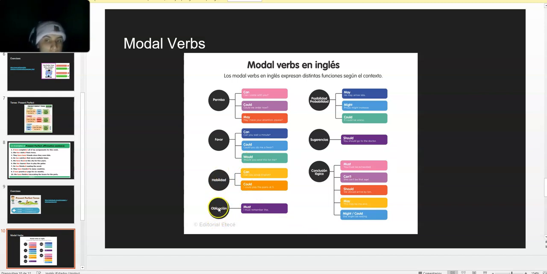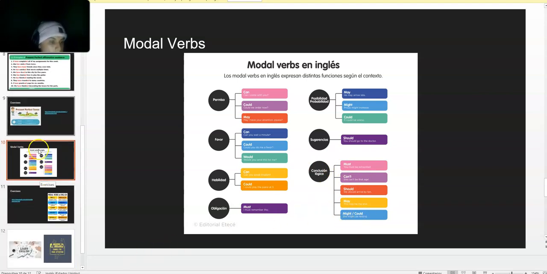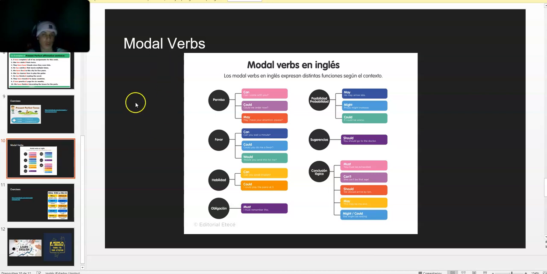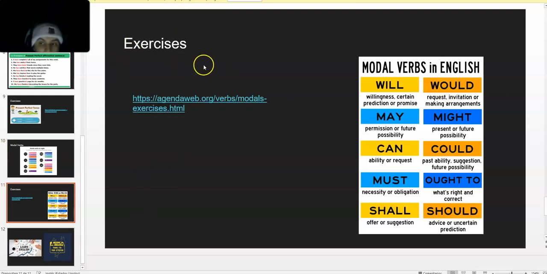For obligation or prohibition, you use must. For possibility or probability, you use may, might, or could. For suggestion, you use should, and for logical conclusion, you use must, can, should, may, or might, could. It depends on the person you are addressing. And it's important to know to use the modal verbs without using two modal verbs in the same sentence, because it's not correct.